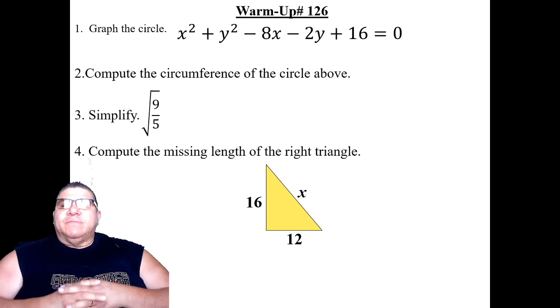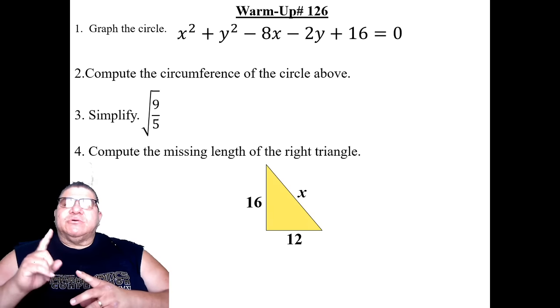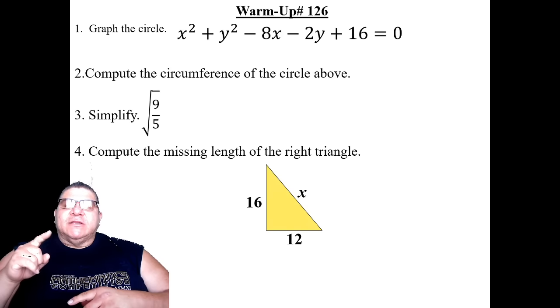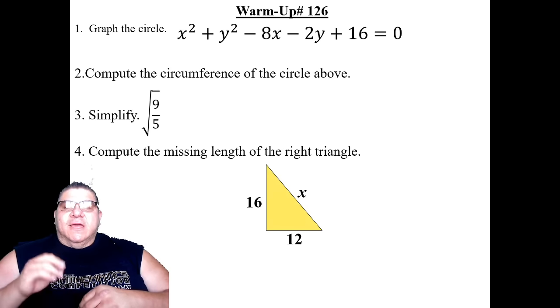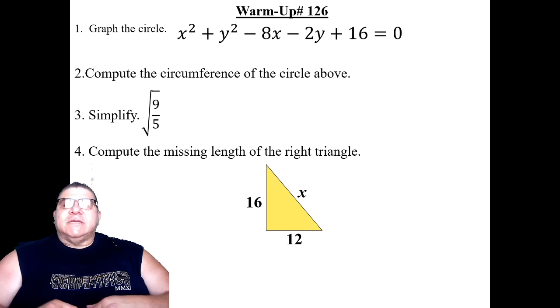Alright, warm-up number 126, and it reads: number 1, graph the circle x squared plus y squared minus 8x minus 2y plus 16 equal to 0. Number 2, compute the circumference of the circle above. Number 3, simplify square root of 9 over 5. And number 4, compute the missing length of the right triangle, where the base is 12, the height is 16, and the missing length is the hypotenuse, which is labeled x.